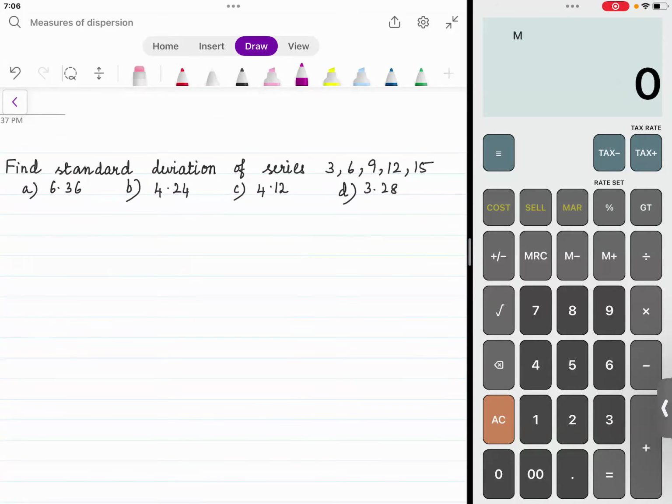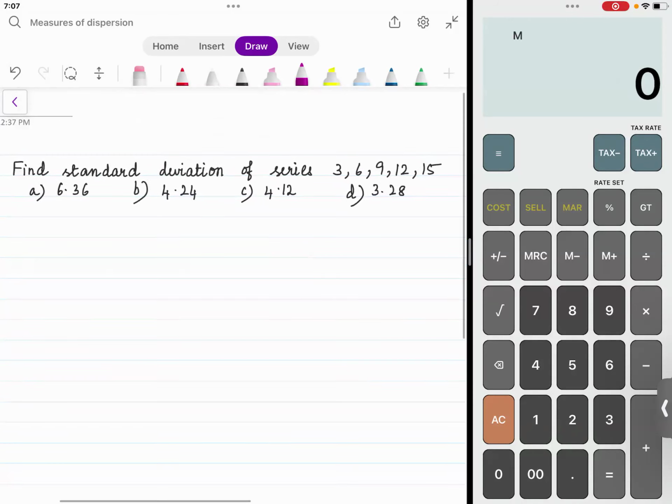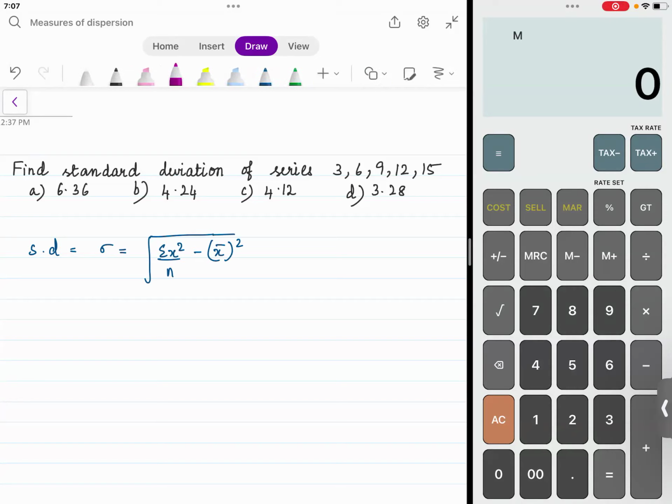Here they are asking us to find the standard deviation of the following numbers. So what is the formula? Standard deviation is represented by sigma, which is equal to root of (summation x square by n minus x bar the whole square). So let us find summation x square. What is the meaning of summation x square? We have to square each number and add. So basically we have to add 3 square, 6 square, 9 square, 12 square and 15 square.